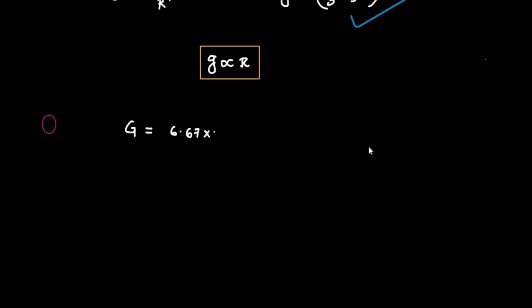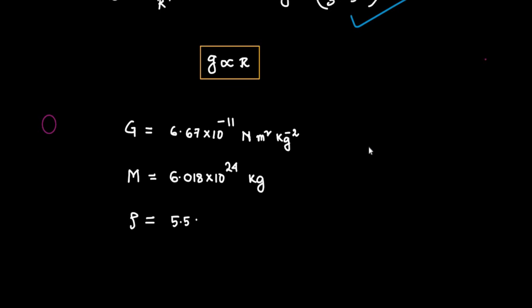Additional information: capital G equals 6.67 into 10 to the power minus 11 Newton meter square kg to the power minus 2. We have to memorize these values of these quantities. Capital M equals 6.018 into 10 to the power 24 kg, which is mass of Earth. Rho equals 5.5 into 10 to the power 3 kg per meter cube.